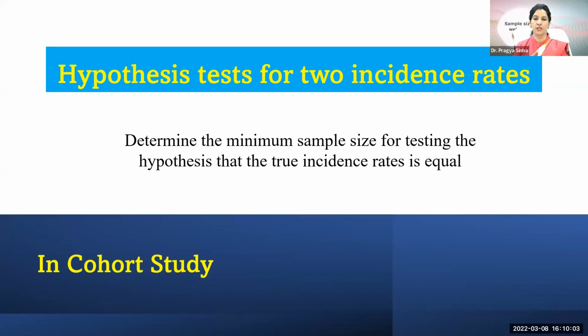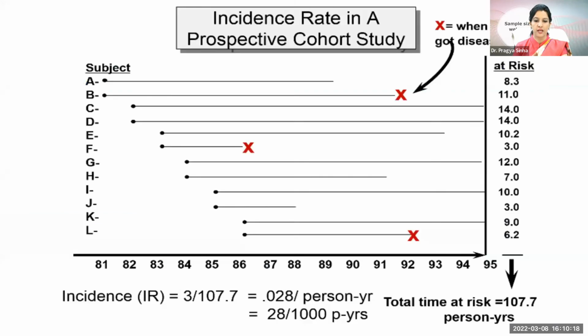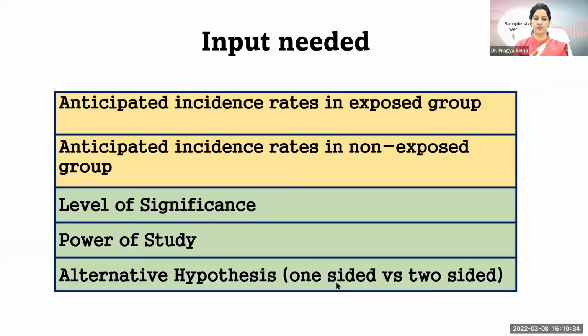So the third is the hypothesis test for two incidence rates. In case you want to do hypothesis testing for two incidence rates, you have to choose the formula for two incidence rates. Before that, we calculated the incidence rate. Just to revise, we calculate this incidence rate based on person-years. In the numerator, we take the number of outcomes, as we have seen before, and in the denominator, we take the person-years.